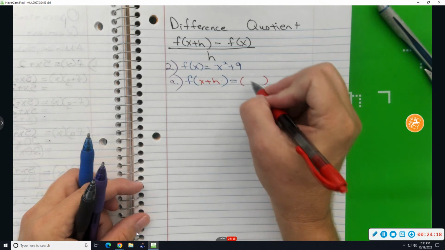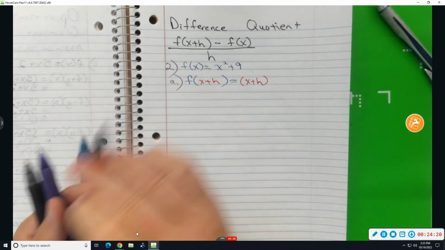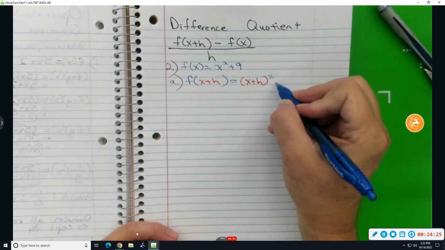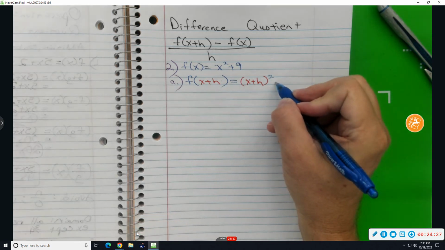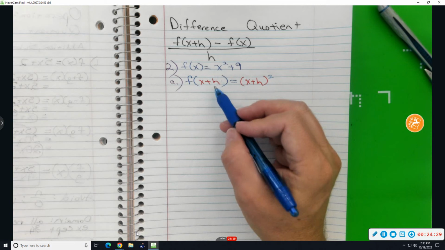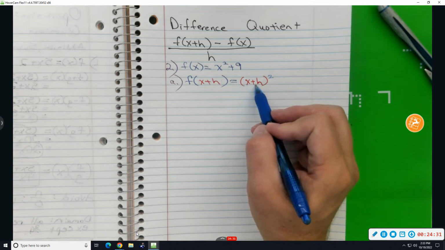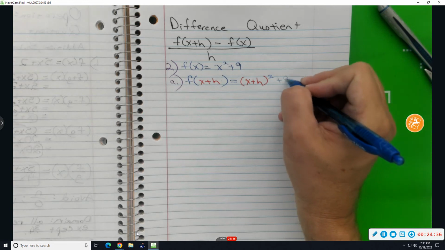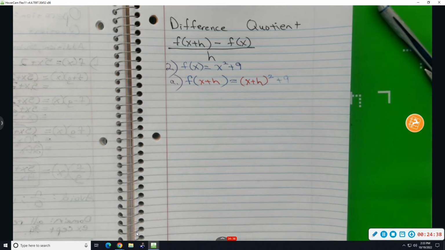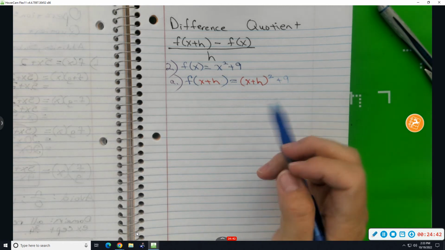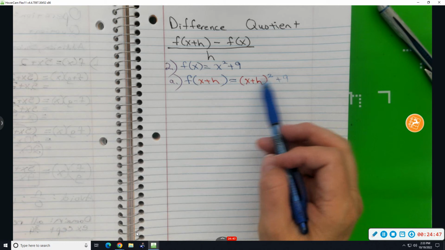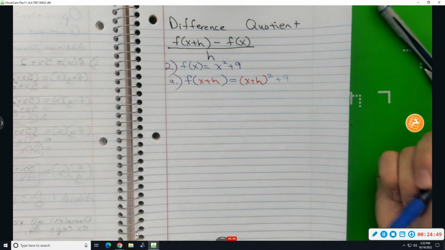So I'll have an x plus h. I still have that square. What else do I have stuck on here? I replaced that x with x plus h. I have the square. What? The plus 9. I agree. We know the order of operations. We need to deal with that exponentiation right there, x plus h quantity squared.